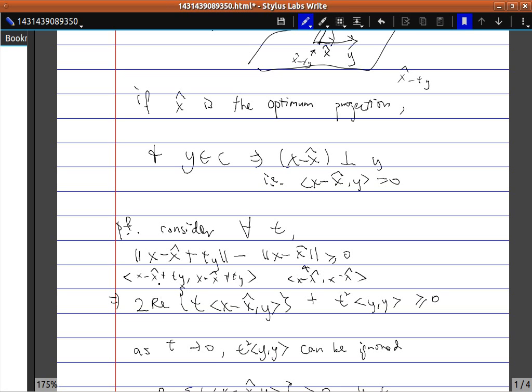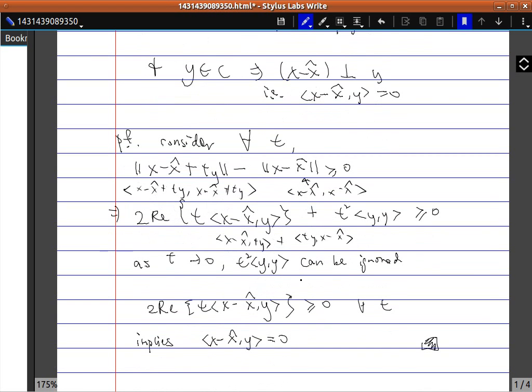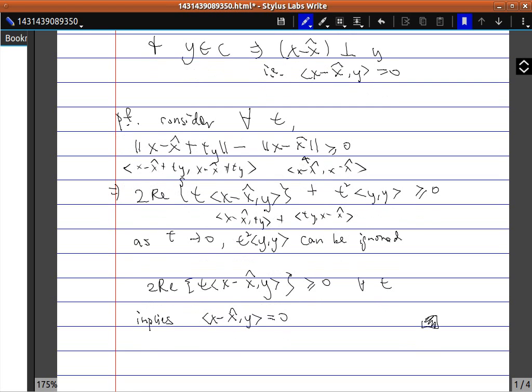If I expand that, the x minus x hat term gets cancelled. I have two terms left: t squared times y, and also terms like x minus x hat with ty, plus ty with x minus x hat. In general, if I work in a complex space, these two inner products are conjugates of each other, and the sum of them equals 2 times the real part of t times the inner product of x minus x hat and y.